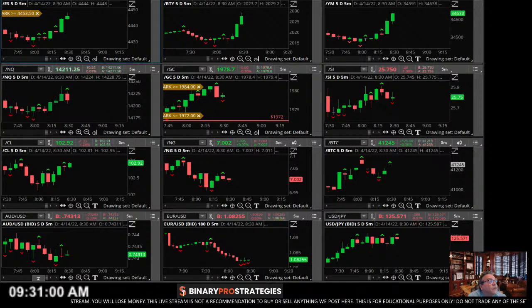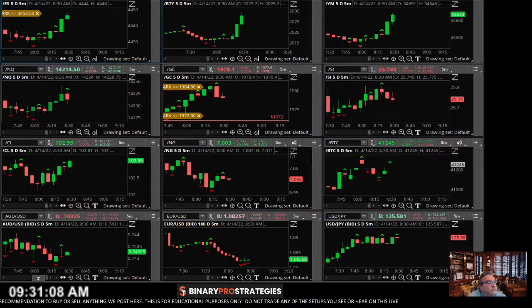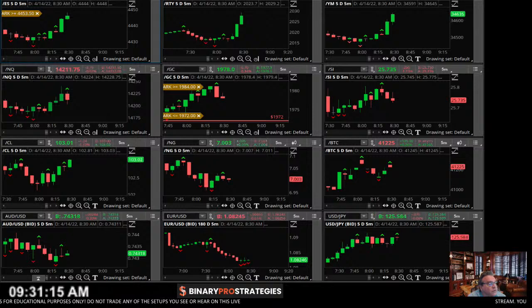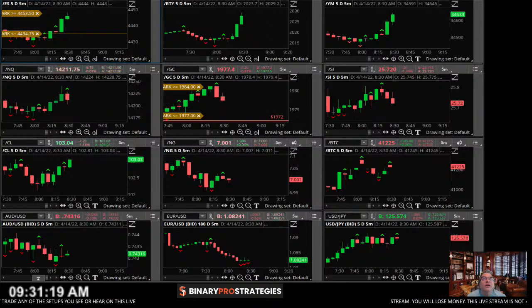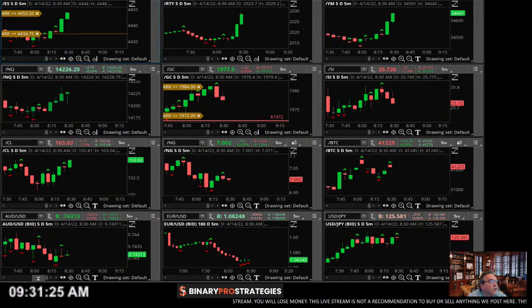And if we need to reverse, we're going to reverse at 44.34.75. That is going to be the reversal. Once again, if we don't hit target and we get a reversal, we go in the other direction, of which I will then provide you with a new profit target. So we're long the ES, trying to hit 44.53 and a half.